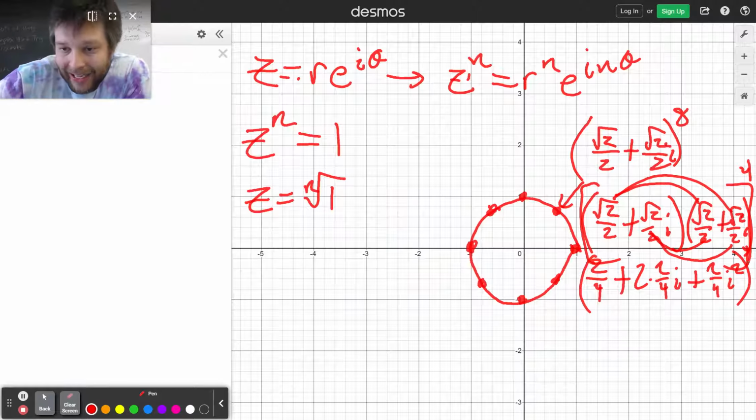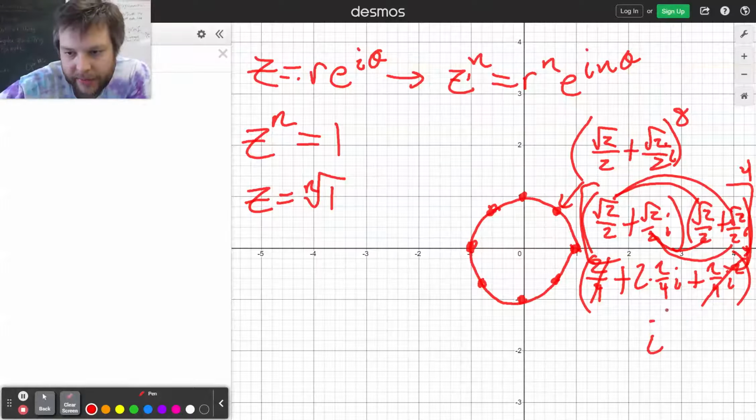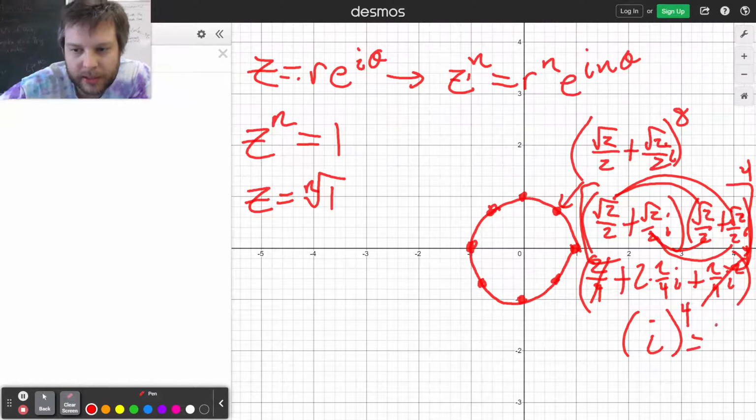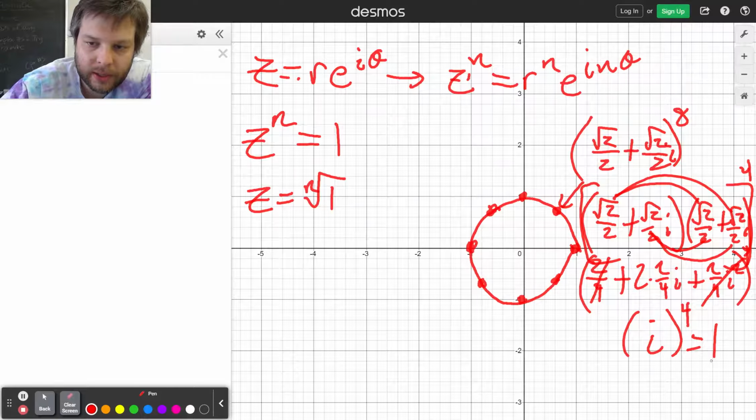So 2 over 4 is the same as a half, and i squared is the same as negative 1. So I have a half minus a half. And here I have 2 times a half. So all that I just have left over is the letter i raised to the fourth power, and we already explained how that equals 1. So I've proved to you so far that there is 1, 2, 3 solutions.